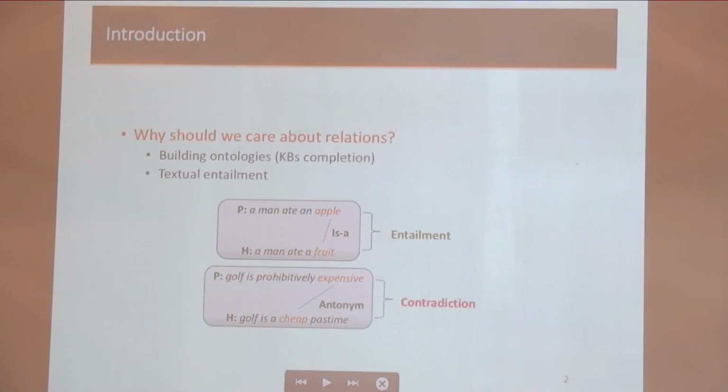As we know, different types of relations exist between entities, and why do we have to care about those relations? Simply because it benefits lots of natural language processing tasks, such as building ontologies, knowledge-base completion, and we can also improve textual entailment. For example, if we are given a premise, a man ate an apple, and a hypothesis, a man ate a fruit, because we infer an is-a relation between apple and fruit, then we can predict the entailment. Otherwise, if we have an antonym relation between two entities in two given texts, then we can predict the contradiction label.